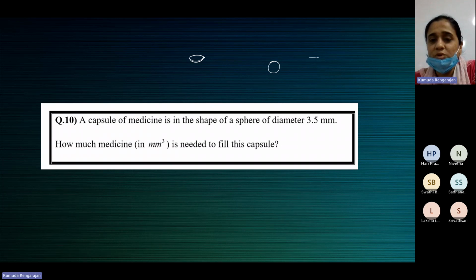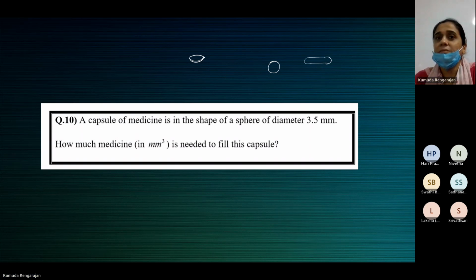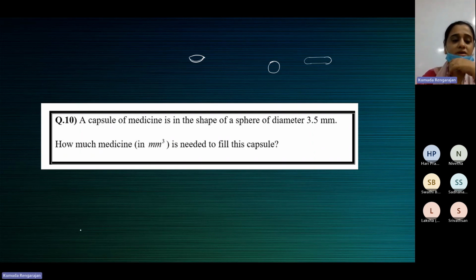Otherwise, how do you see capsules? Do you see capsules like this, cylindrical with hemispherical ends? Normally capsules look like that. This capsule is spherical, a sphere.